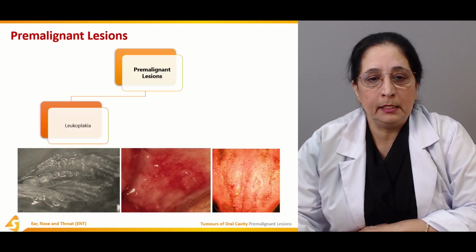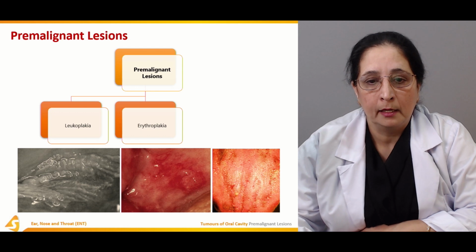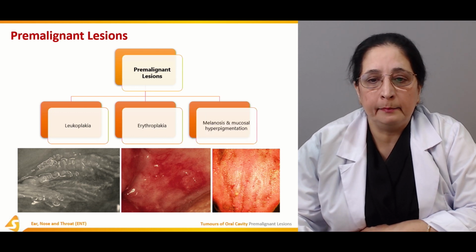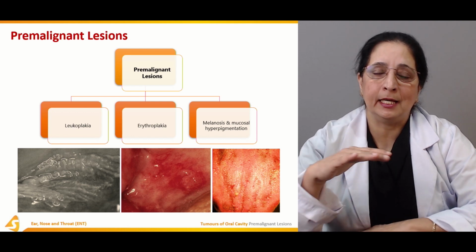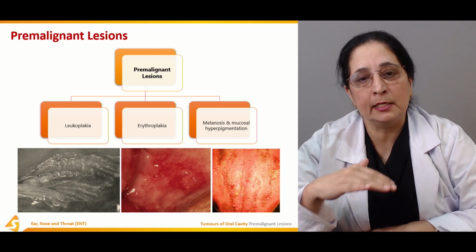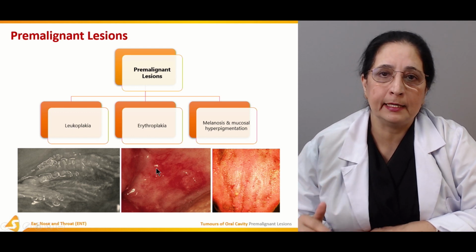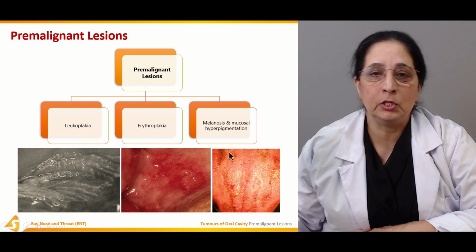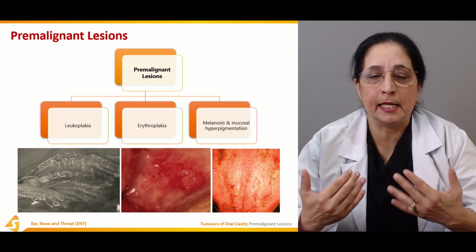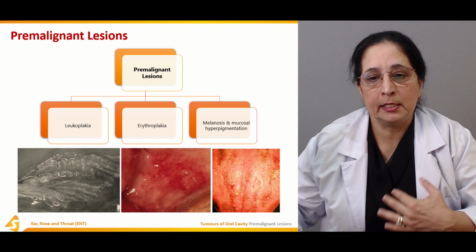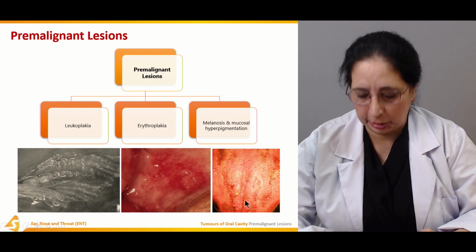Then we have the other premalignant lesions in which there is leukoplakia, erythroplakia, and the melanosis and mucosal hyperpigmentation. Leukoplakia is the white patch. Leuko is white. Erythroplakia is the reddish patch, erythematous patch, and then we have melanosis. Melanosis is from the melanin cells, which are the pigment cells that produce the pigment in the skin. So it's due to the mucosal hyperpigmentation or increased pigmentation.